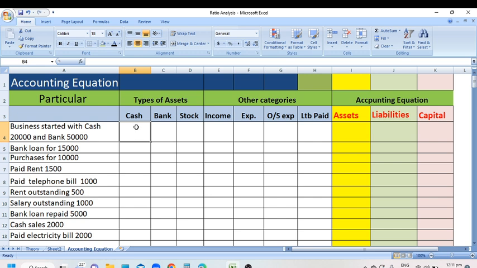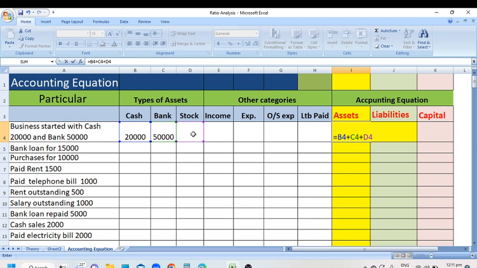So the business started with cash 20,000 and bank 50,000. So in cash we have 20,000, right? And in bank we have 50,000. We don't have any stock yet, income, expense, and nothing. So that becomes our asset. We can make the formula so that it can be easy for us when we go further. So cash plus bank plus stock. Okay, just take the three things.